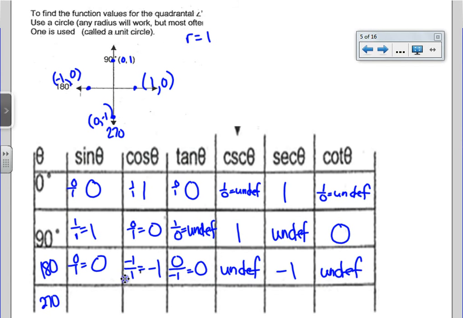That should continue. Okay, for 270, sine is y over r. So let's see, we've got -1 over 1, which is -1. Cosine would be x over r, 0 over 1 is 0. Tangent is y over x, so -1 over 0, which we know is undefined. Cosecant, if I go back and flip my sine, I get a -1 still. If I flip my cosine, I'm going to get an undefined value. And if I flip my tangent, I'm going to get a 0. And again, you notice the zigzagging pattern, and that should happen.